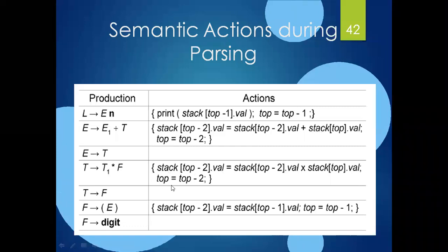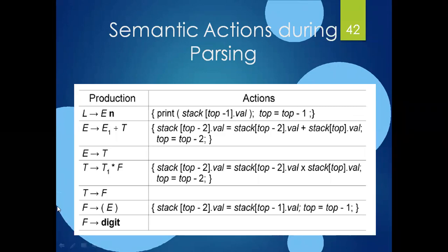That means top is equal to top minus 2. And here I'm not writing any semantic action for this rule. F tends to open parenthesis, E closed parenthesis. Here for the terminals I am not writing any action, not performing any action. Directly what it means is F is equal to E. Here it is F is equal to E.